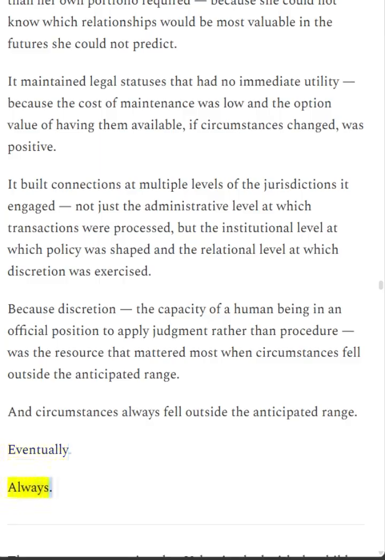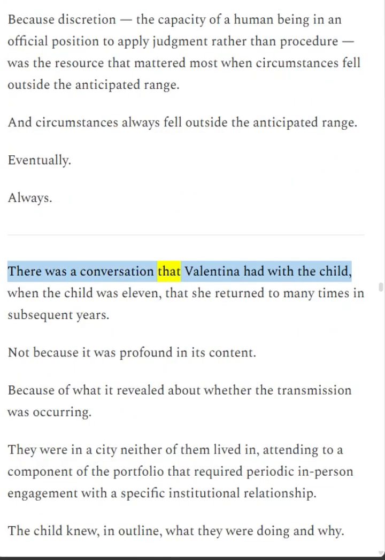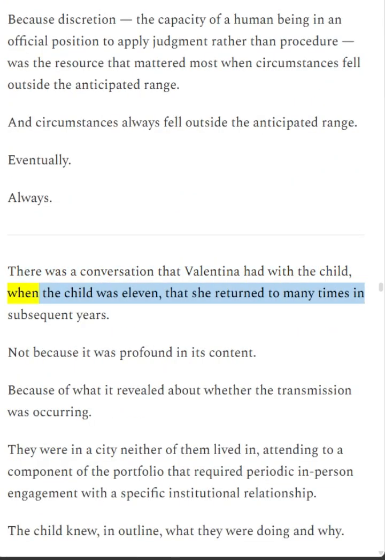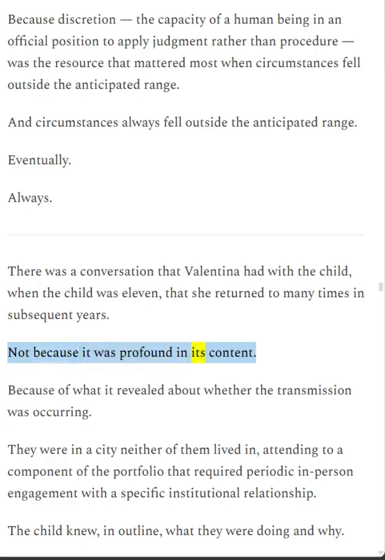Eventually. Always. There was a conversation that Valentina had with the child, when the child was 11, that she returned to many times in subsequent years. Not because it was profound in its content, because of what it revealed about whether the transmission was occurring. They were in a city neither of them lived in, attending to a component of the portfolio that required periodic in-person engagement with a specific institutional relationship. The child knew in outline what they were doing and why.